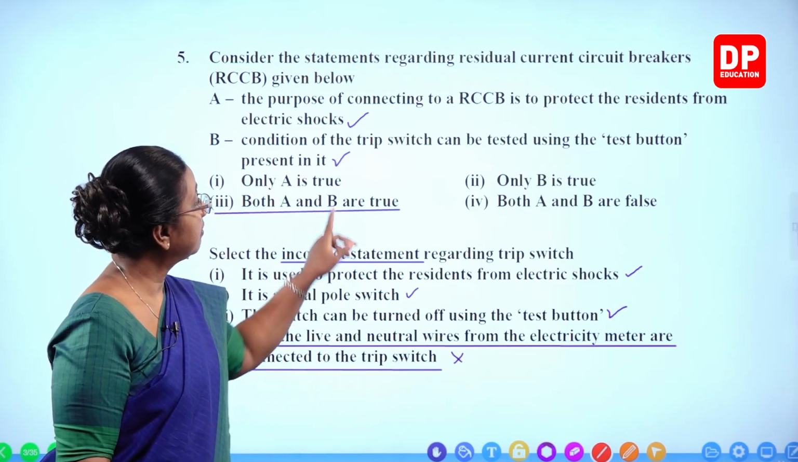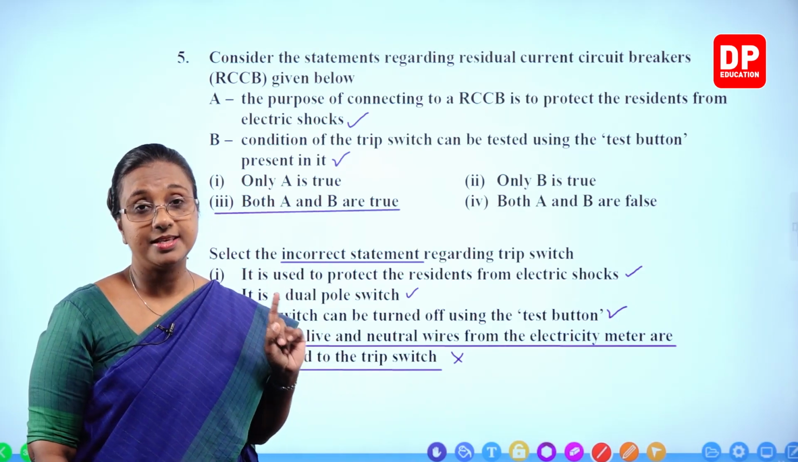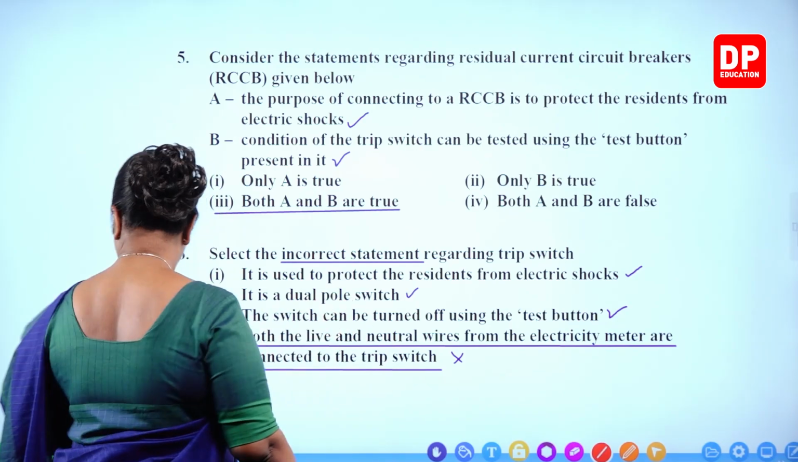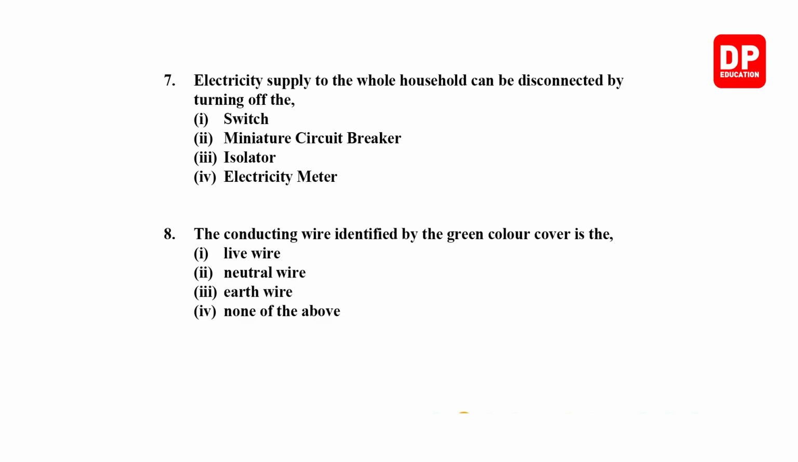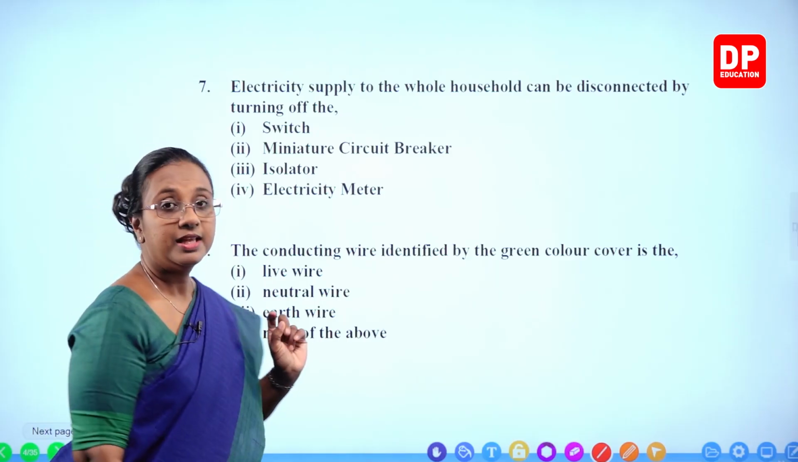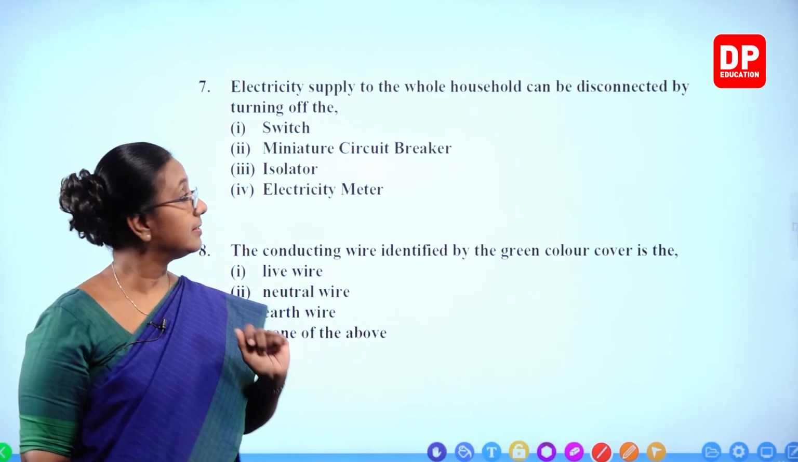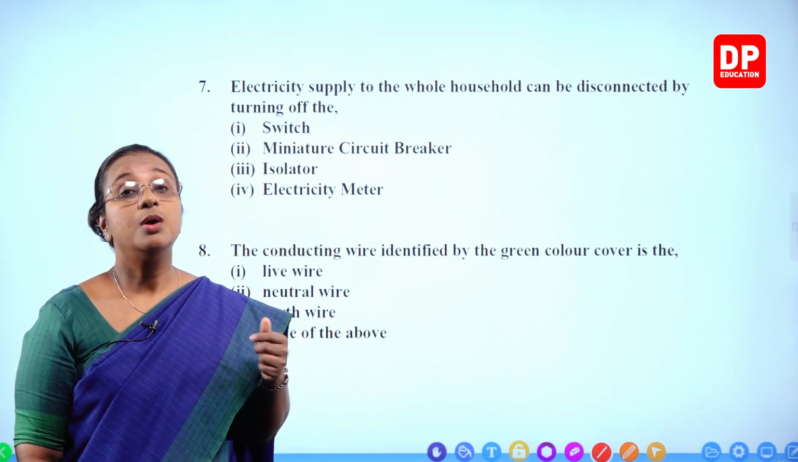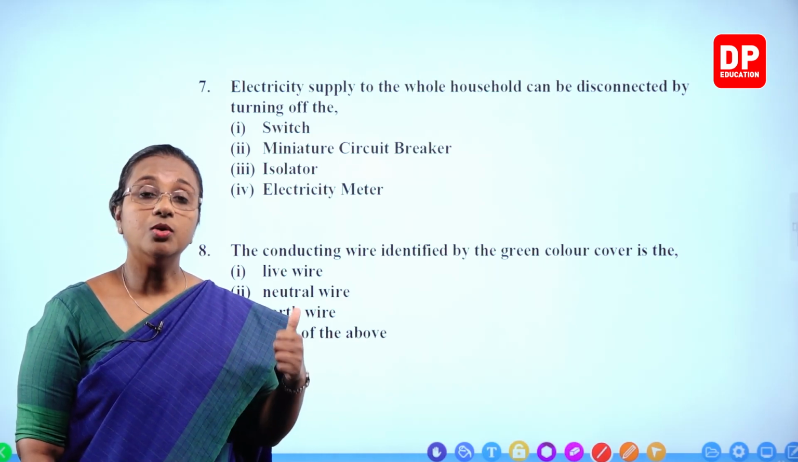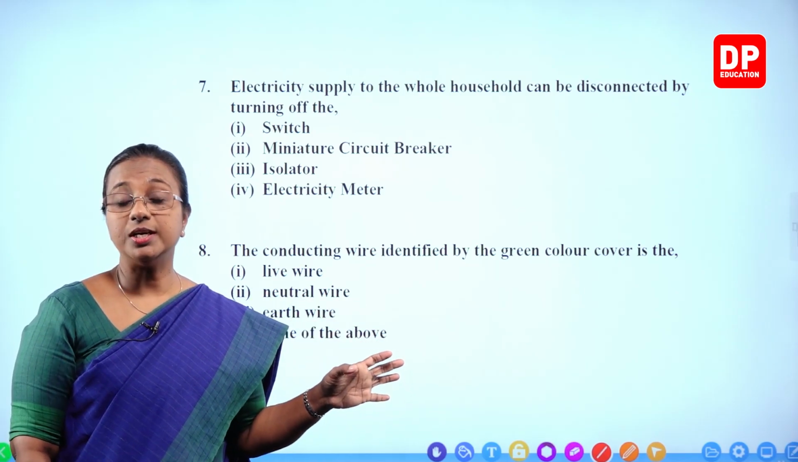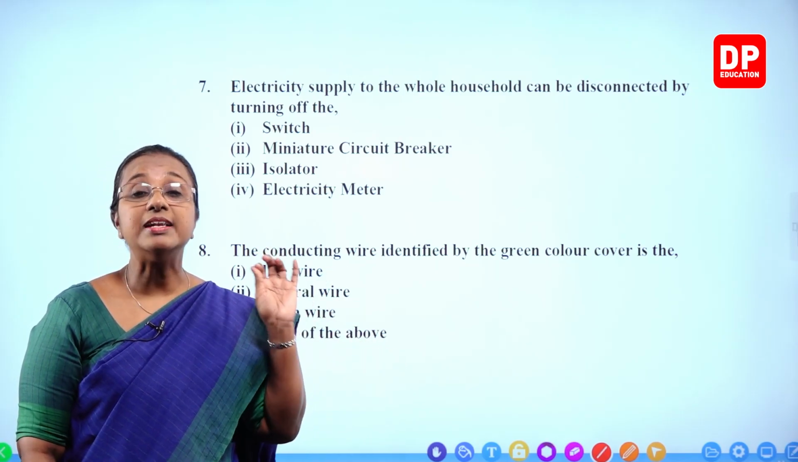Those are all related to the trip switch or RCCB. With that, I will move on to the next slide. Question number 7. Electricity supply to the whole household can be disconnected by turning off different components. What are they? One thing, the overload circuit breaker or the service fuse that belongs to the service provider. You can turn that off.